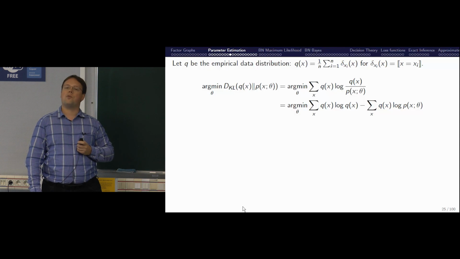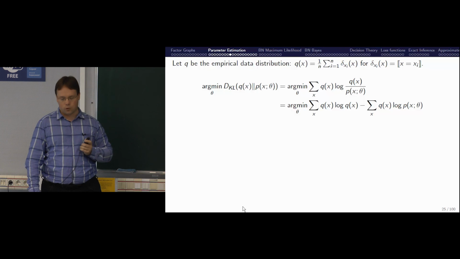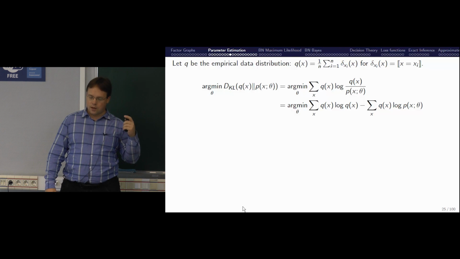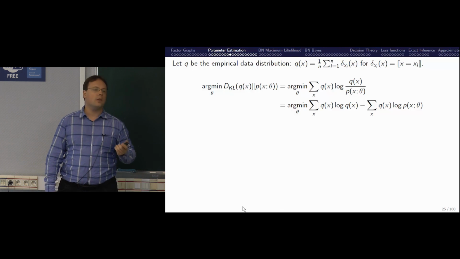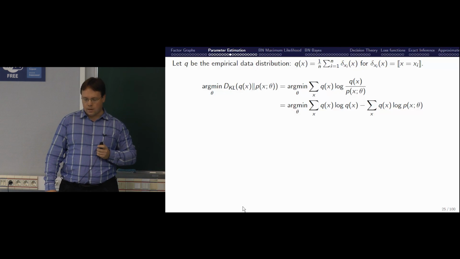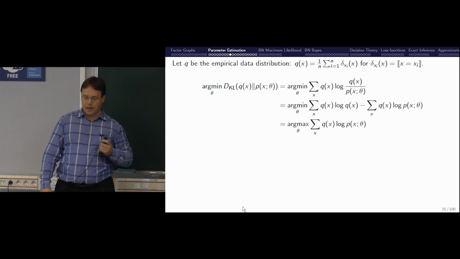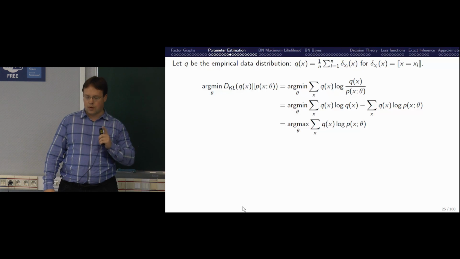When you have a logarithm of a ratio, you can decompose it into two parts. You observe that the first of these two, Q log Q, is the negative entropy of Q, but it doesn't depend on theta at all. So the minimizer of this expression will be the same as just the minimizer of the second one, the Q log P. So that is the same as the maximizer of the negative. So we also get that this is the maximum of the sum over the Q times logarithm of P, which still depends on our theta.